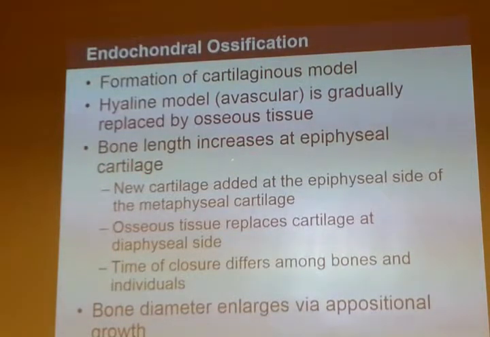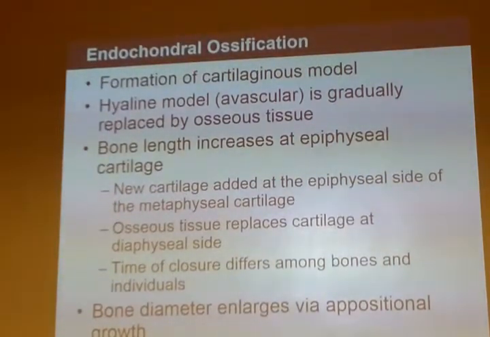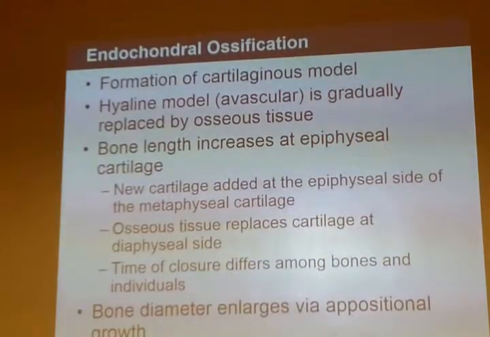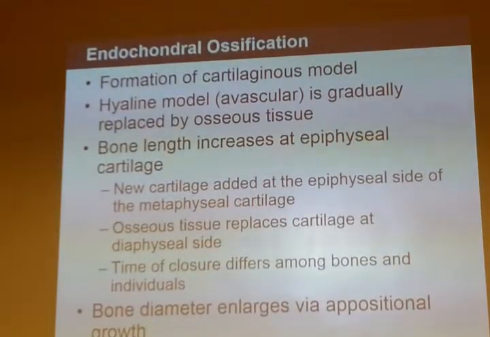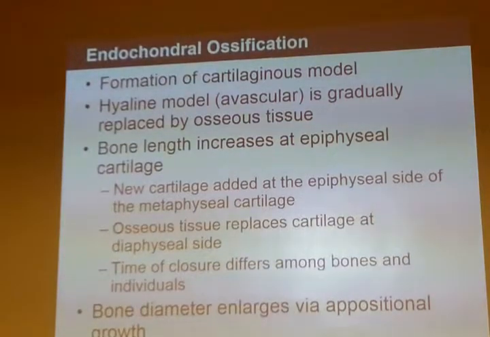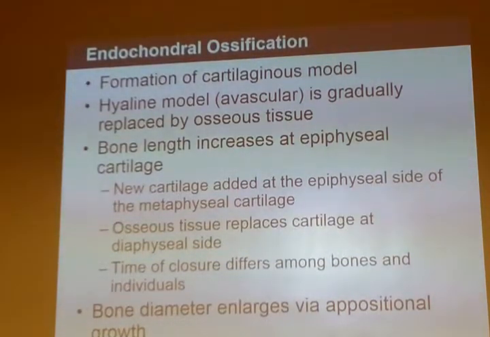So length of the bone increases at that epiphyseal cartilage that continues to proliferate. The new cartilage pushes the epiphysis away from the diaphysis. Actually, the new cartilage is occurring in the middle of the plate, and the older cells are secreting the matrix, which is pushing the epiphysis in one direction and pushing the diaphysis in the opposite direction. So you grow taller at these growth plates.